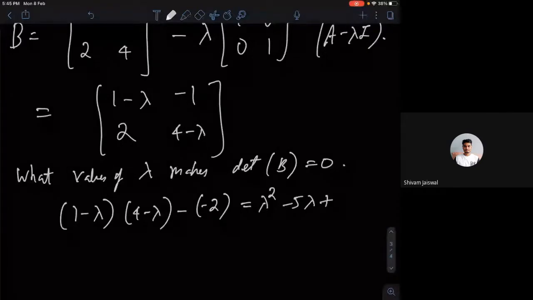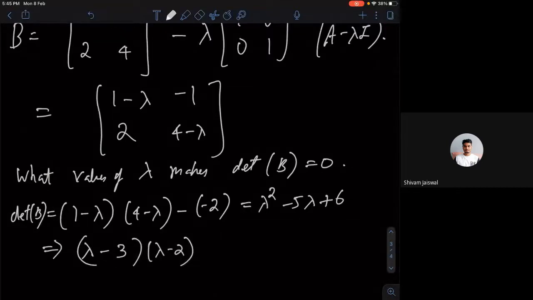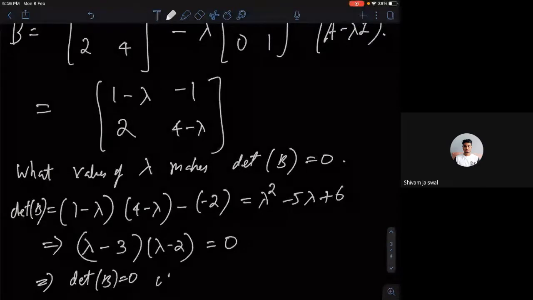This is the determinant of B. I can rewrite it as lambda minus 3 times lambda minus 2, and this is equal to 0. So clearly now we know the answer. This implies that the determinant of B is equal to 0 when lambda is equal to 3 and lambda is equal to 2. Clear?